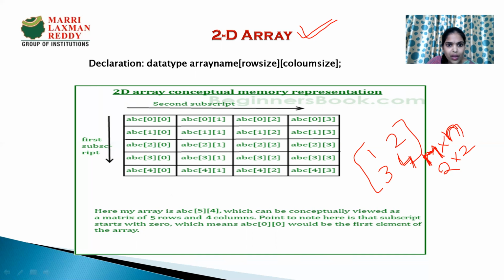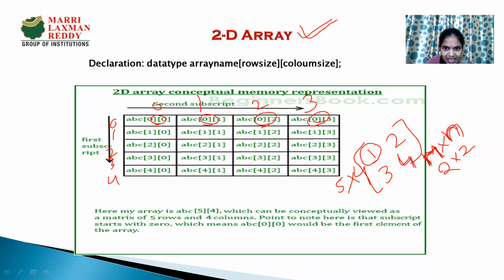Here in the above memory representation, this is 0 1 2 3 and 4, and 0 1 2 and 3. It means it is a matrix of 5 by 4. The first value is stored at the 0 0 index, the second value at the 0 1 index, the third value at the 0 2 index, and the fourth value at the 0 3 index. After completion of the first row, the second row elements are stored at 1 0, 1 1, 1 2 and 1 3. Then 2 0, 2 1, 2 2, 2 3, then 3 0, 3 1, 3 2, 3 3, and 4 0, 4 1, 4 2, 4 3.